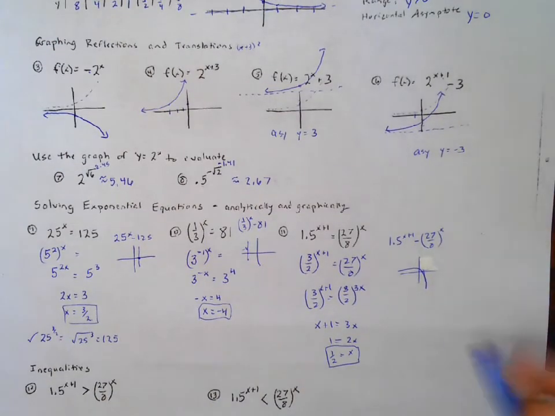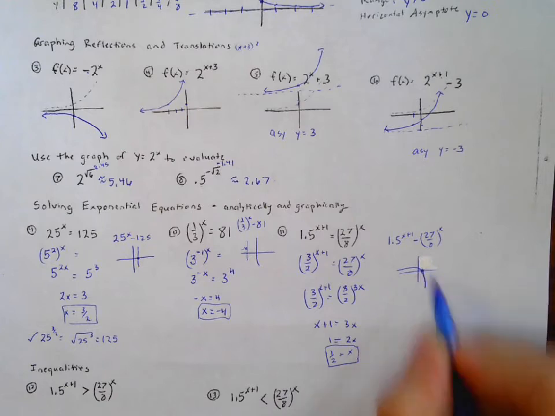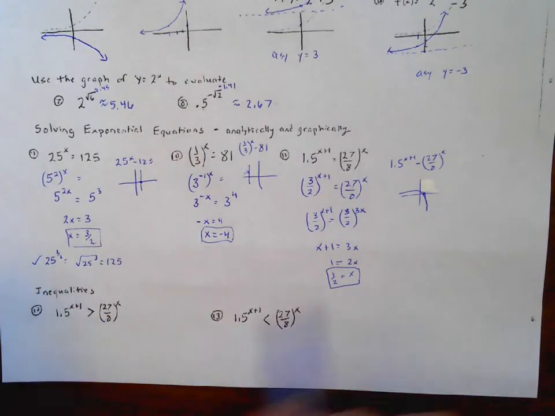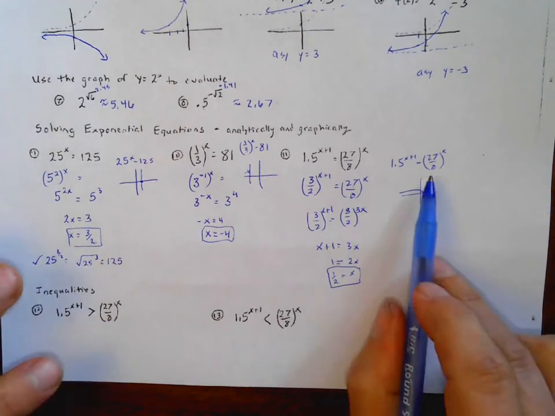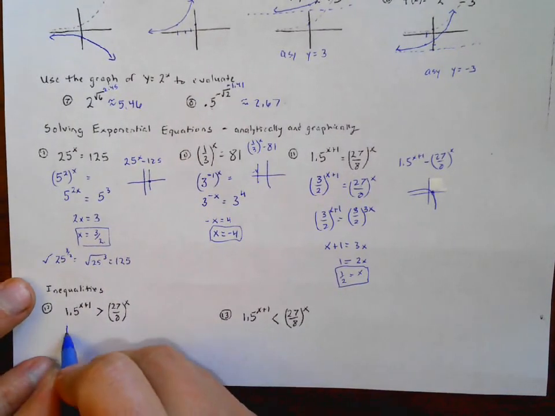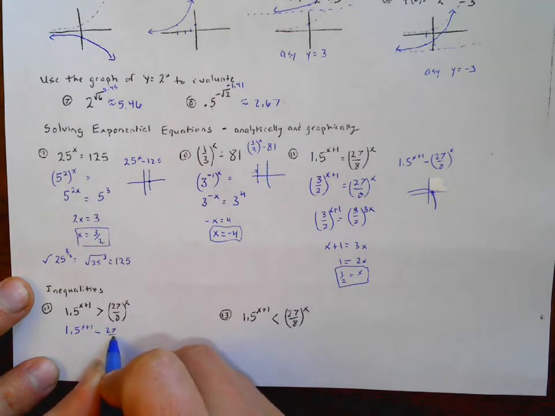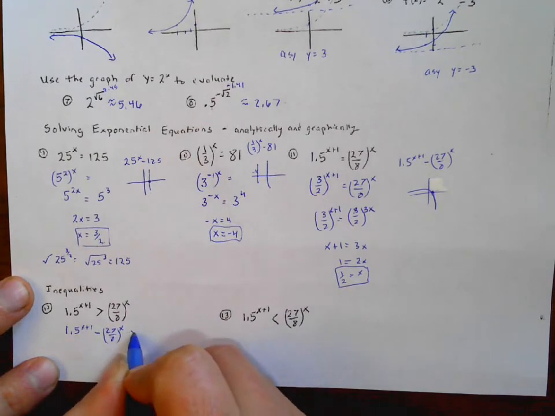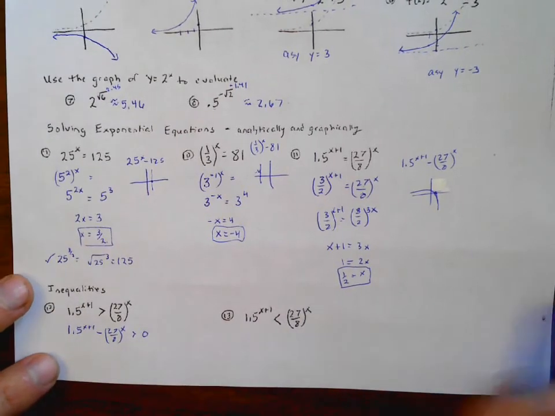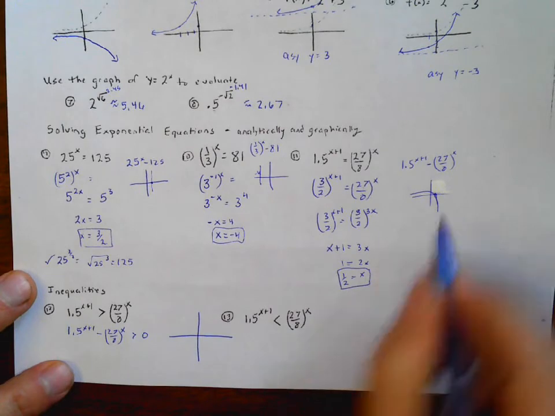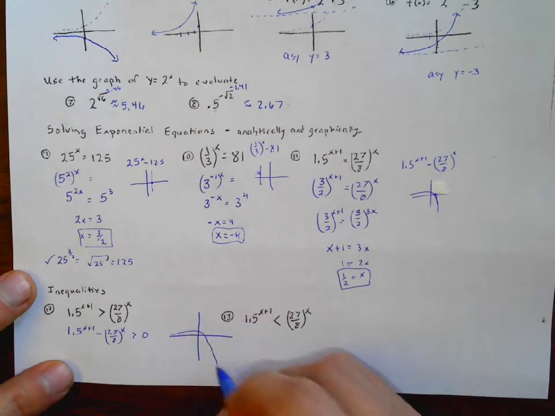Right, so it actually kind of goes like this, but it goes through at 1/2. Okay? So now, with inequalities, I want you to just look at the graphs. Once again, you want to get this equal to 0, so take your 1.5 to the x plus 1 minus 27/8 raised to the x. Okay, so you want to graph this, and we kind of have the graph from before up here, right? So the graph looks something like this.